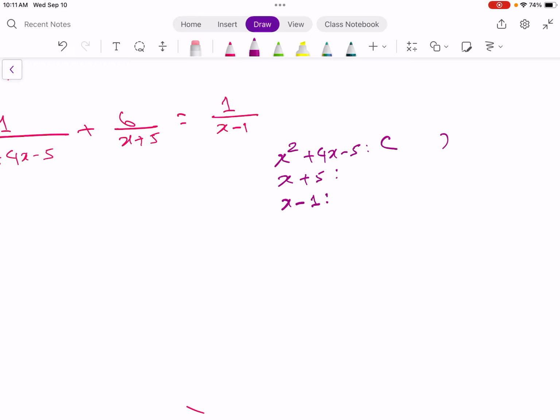Using FOIL, we get 2 factors for the first term whose product is x squared. What are those first terms? x and x, right?